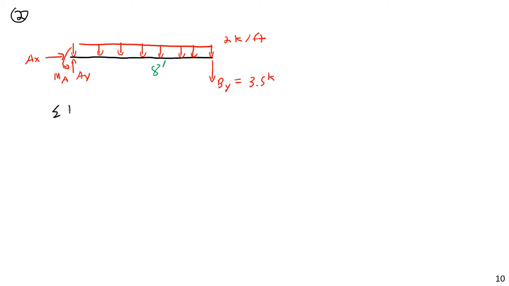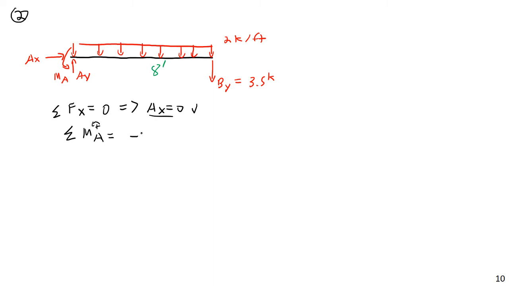So first thing right off the bat, let's get rid of AX. This should be fairly trivial. Summation of forces in the x direction is equal to 0. That leads us to AX is equal to 0. No surprise there. Then let me actually do a summation of moments instead of a summation of forces. Summation of moments about A is equal to 0. Because I like doing that, of course, because my AY will not generate a moment about that point.